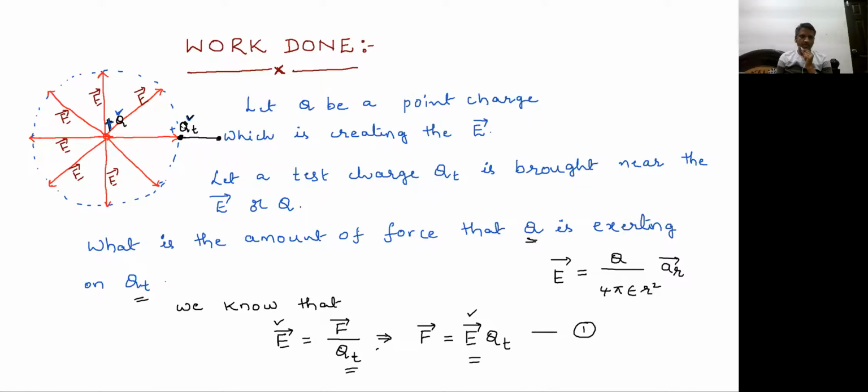Now this is the new position of the test charge. I want to bring this test charge back into the same position, that is to get the equilibrium. We have to bring this test charge QT back into the same position. So what will be the amount of force that is required to bring this test charge back into the same position?